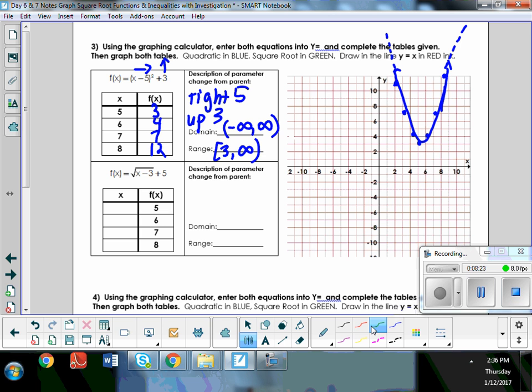The parameter changes underneath the square root. Minus 3 goes which way? Right 3, and then the plus 5 goes, good. So we have right 3, up 5. So that's going to be the tip of our square root, where it starts, like the end that doesn't go to infinity. So right 3 and up 5. It's going to be right there.